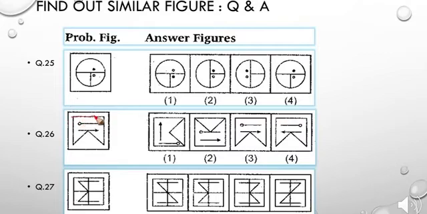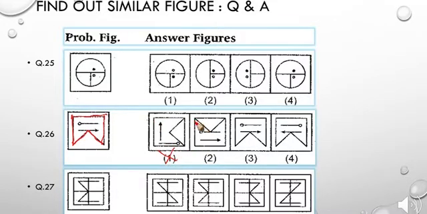This is the design. We can see another line, the line going this side, the other line, and there is a line joining here. So whether this outer design is available in answer figures, let's check first. In answer figure 1, this design is absolutely not there, this can't be the answer.